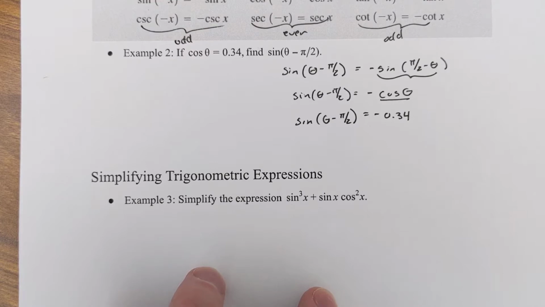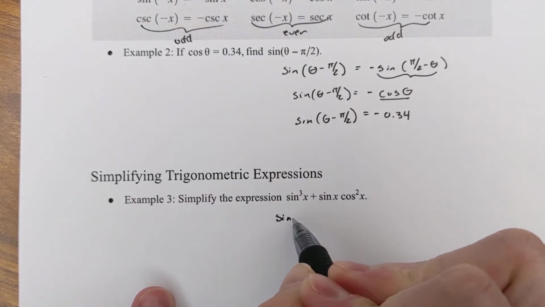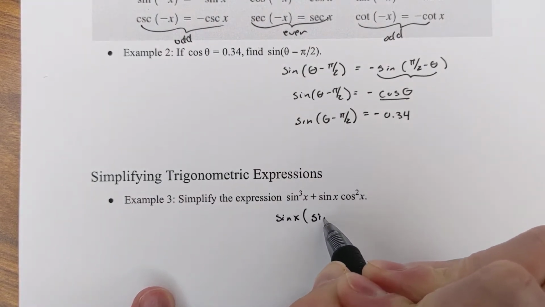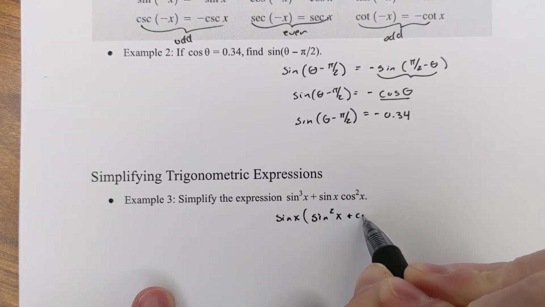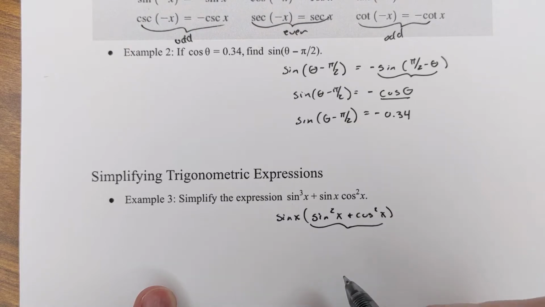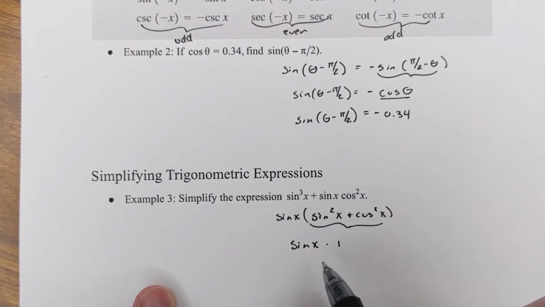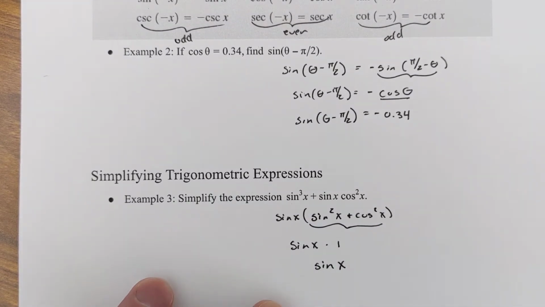Okay, so down here, simplify the expression sine cubed x plus sine x cosine x squared. We're going to use some Pythagorean identities to solve this. We're going to do a little bit of factoring. Both terms have a sine, so I can factor a sine x out, which leaves me sine squared x plus cosine squared x. This is a Pythagorean identity. It's equal to 1. So this is sine x times 1, or the whole thing is just sine x. And that's my answer.